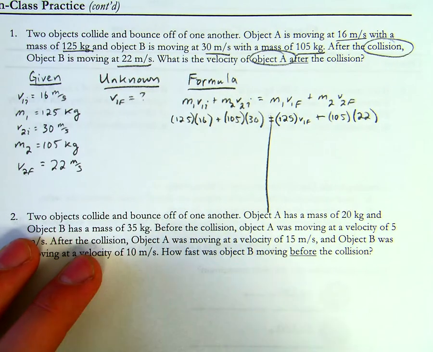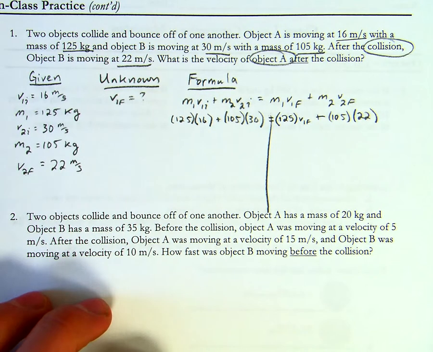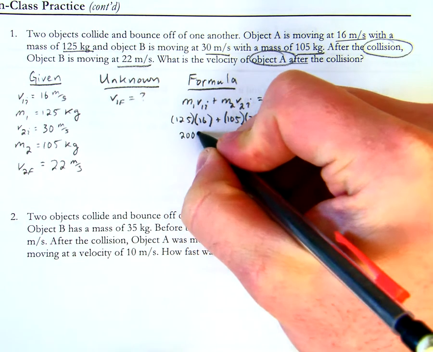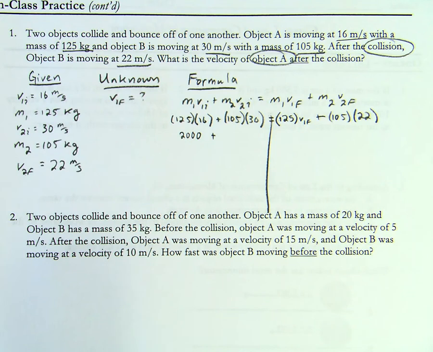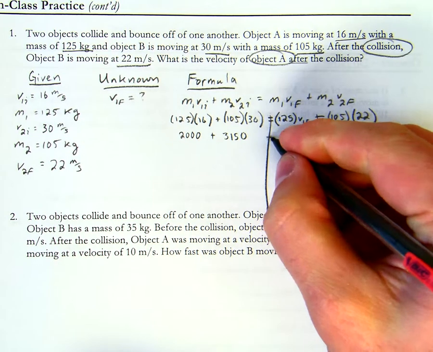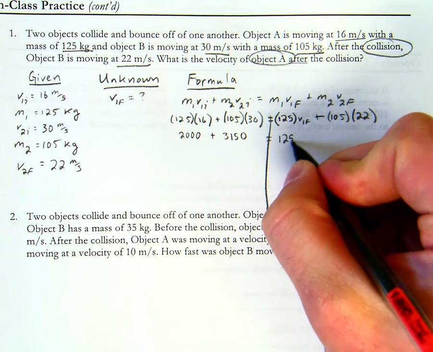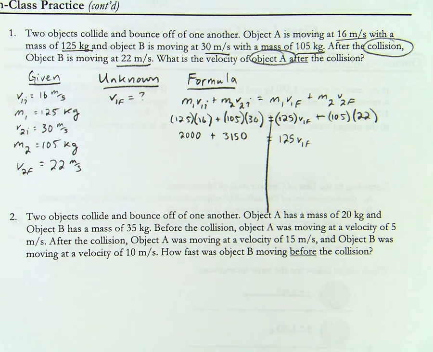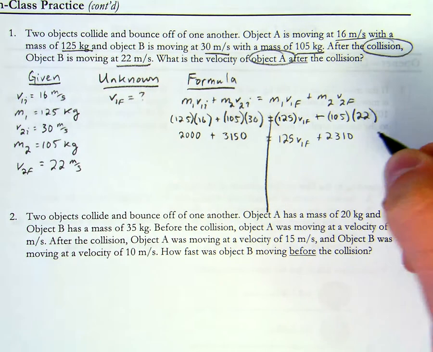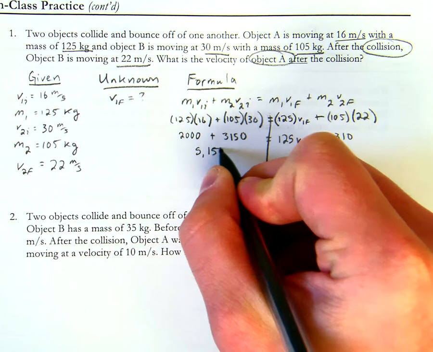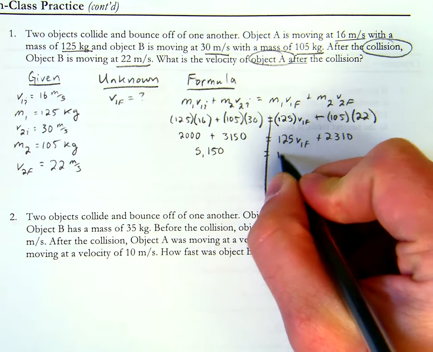Now, here's where I solve. I've got to simplify. So, 125 times 16 is 2,000, plus 105 times 30 is 3,150. That's equal to 125 V1F, which just comes down because I can't add these together. Now 105 times 22 gives me 2,310. I can still simplify this side of the equation, so 2,000 plus 3,150 is 5,150 equals 125 V1F plus 2310. I cannot combine these because they aren't like terms.